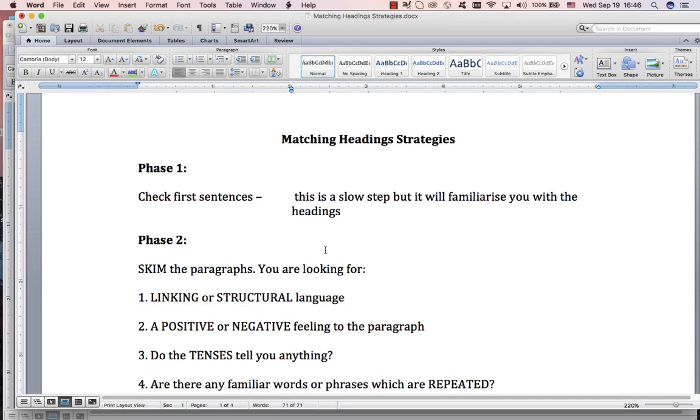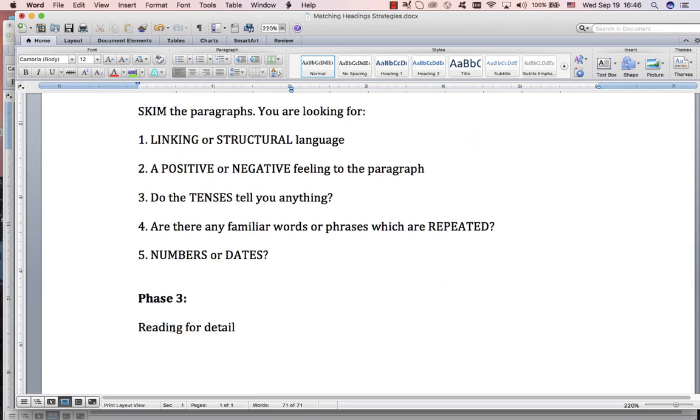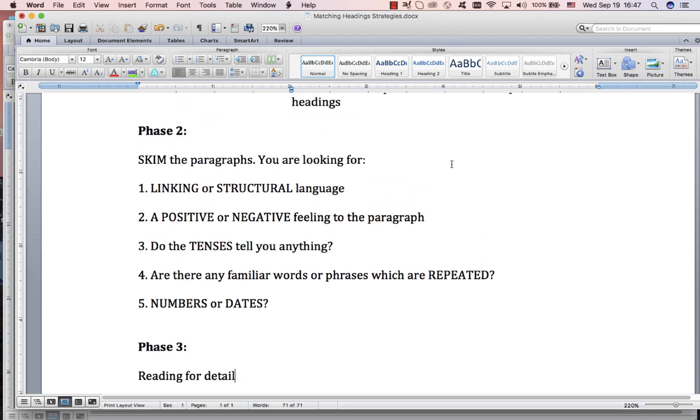Okay, and into the third phase, which is reading for detail. Now, there's not much that I can teach you here. It's just that you've got to read it and see if you can understand it. Remember, the time is going to start getting really important here, so don't be afraid to guess. And also remember, don't forget the information that you learned in phase 2. You're going to build on that information.